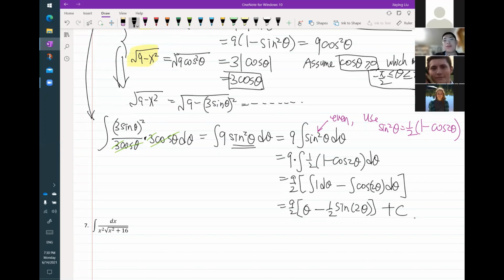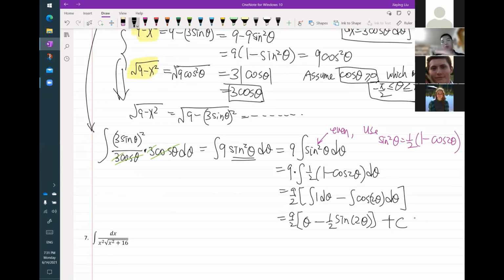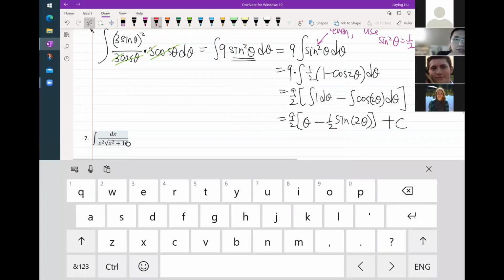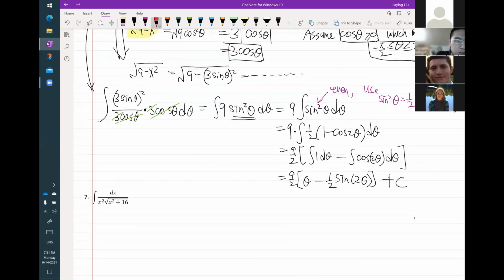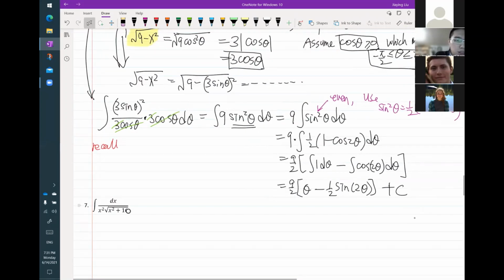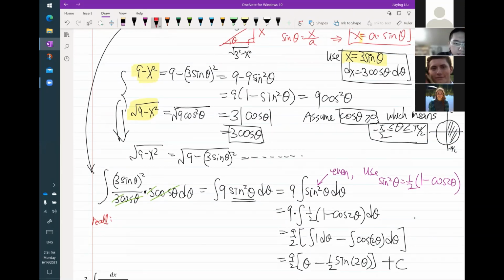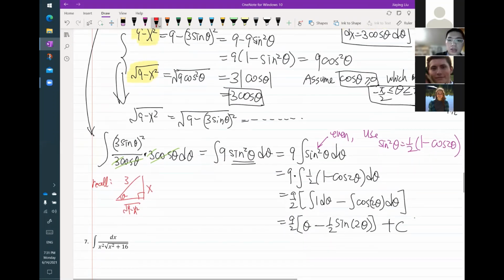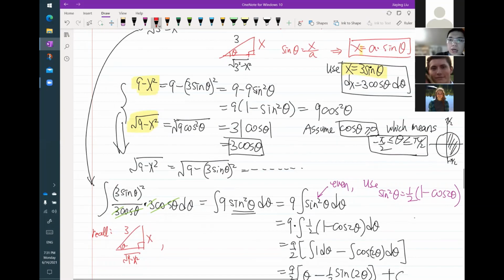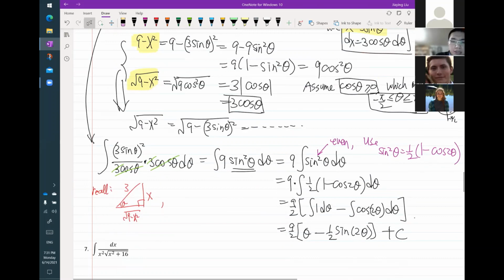The next step is finding theta and sine 2 theta using the triangle. Now we have the antiderivative in terms of theta. We have to rewrite it in terms of x. So recall the triangle we had, right above there. I'm just going to redraw it. We get the square root of 9 minus x squared, this is theta, this is x, this is 3. And earlier we had x equals 3 sine theta.